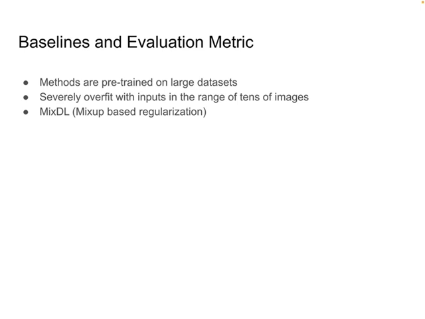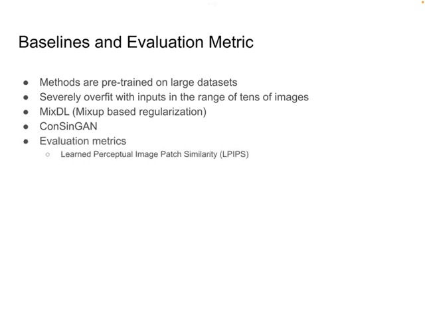MixDL is a pre-training free few-shot image synthesis method with minimal overfitting and mode collapse that focuses on mix-up based regularization on the feature space of both generator and discriminator. However, it is not as lightweight as our method. As we have already seen, constant GAN succumbs to mode collapse without non-trivial changes. The evaluation metrics used for the quantitative comparison are LPIPS, FID, and CFID.